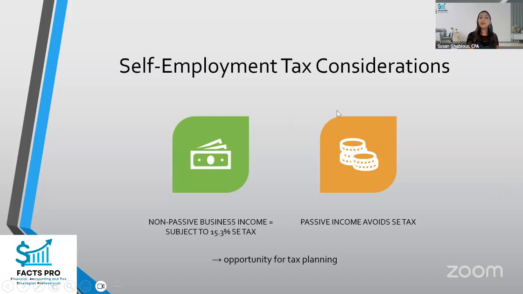All right, self-employment tax consideration. As we said, on non-passive business income, you're subject to 15.3% self-employment tax, especially if it's a single member, or you pay it on your W-2 if you're an S Corp or C Corp. But on passive income, you don't have self-employment tax. So that by itself is another opportunity for tax planning. That's one thing we consider when we talk about what kind of investment you need to be involved in.